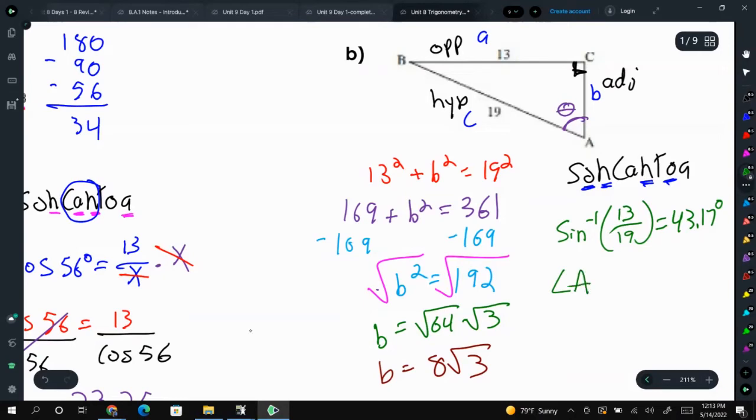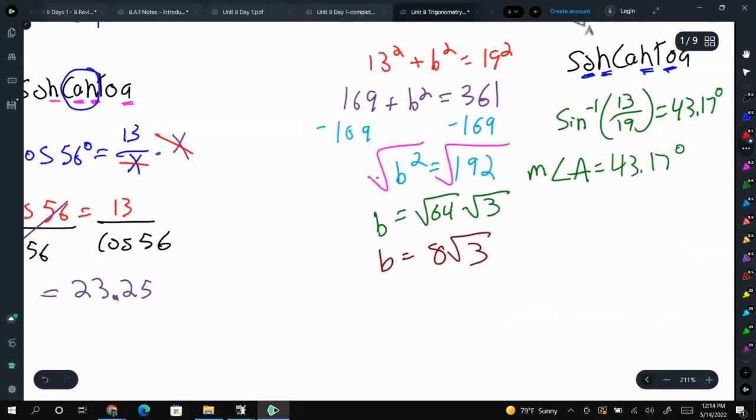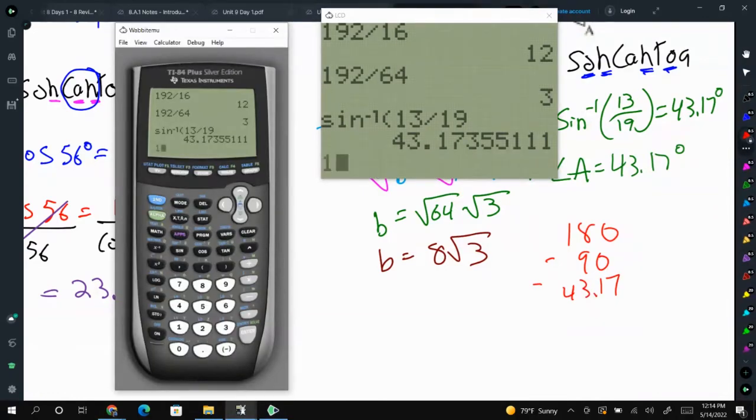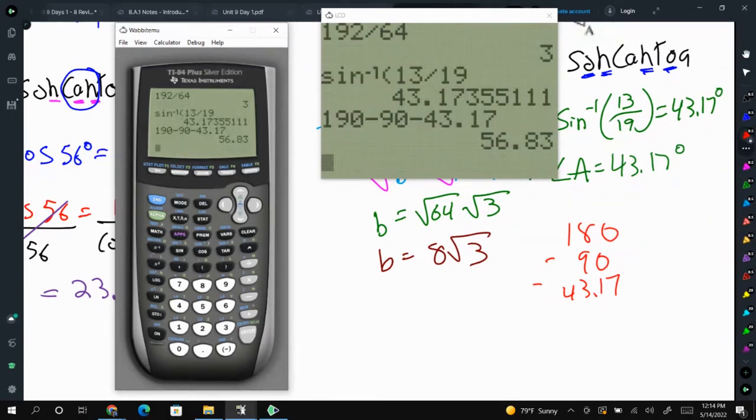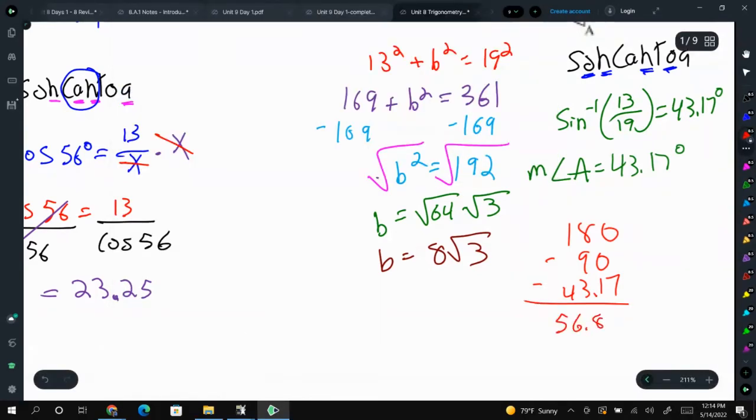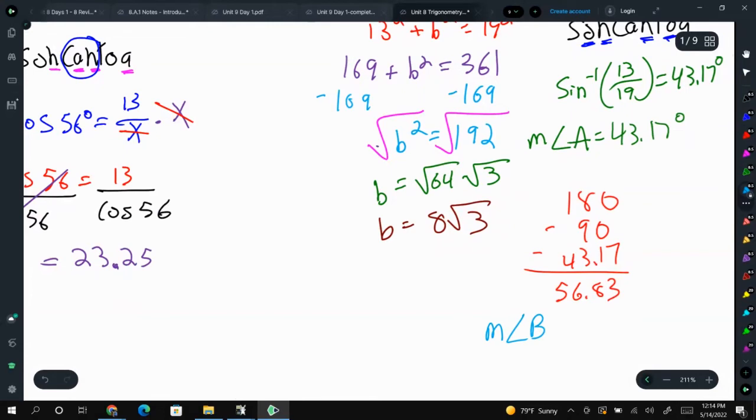Well, if angle A, the measure of angle A, is 43.17 degrees, I can now do 180 minus 90 minus 43.17. And that's going to give me 56.83. So then the measure of angle B is 56.83 degrees.